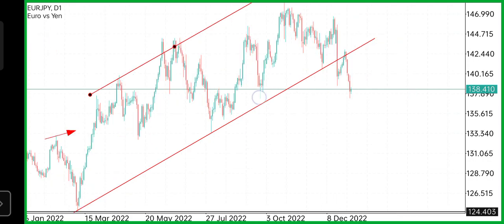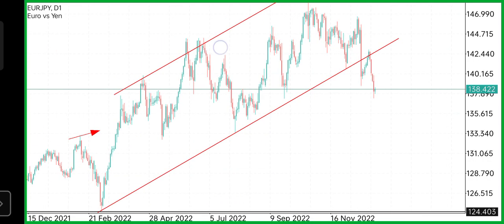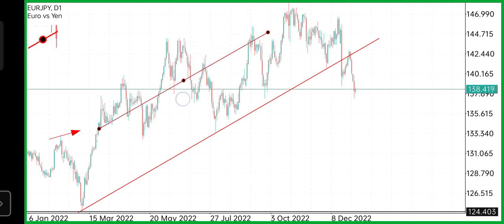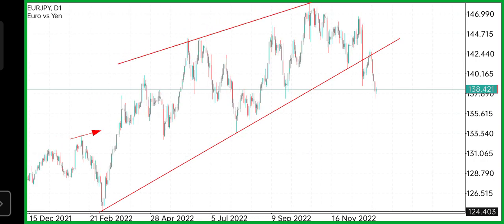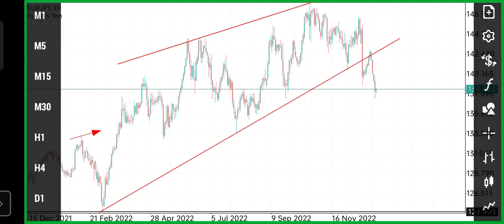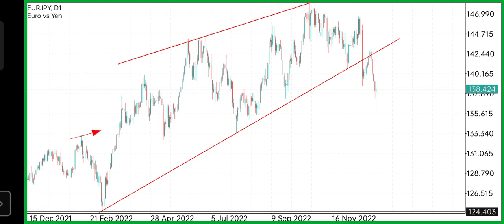So previously it was an uptrend. What happened is that we're seeing a series of higher highs and higher lows, at the bottom of the lower trend line. These are the higher lows. But then with these higher lows, it didn't hold here.